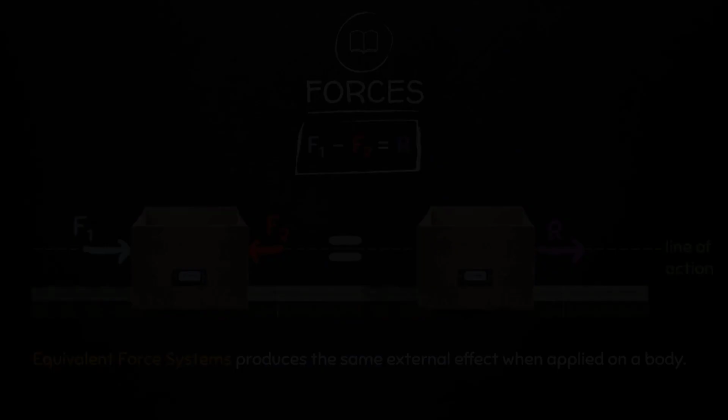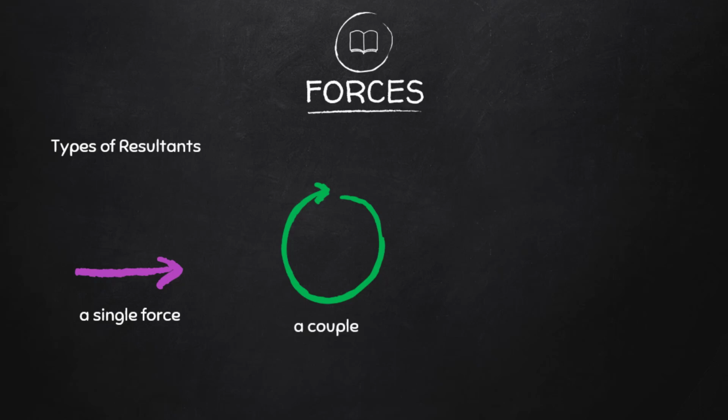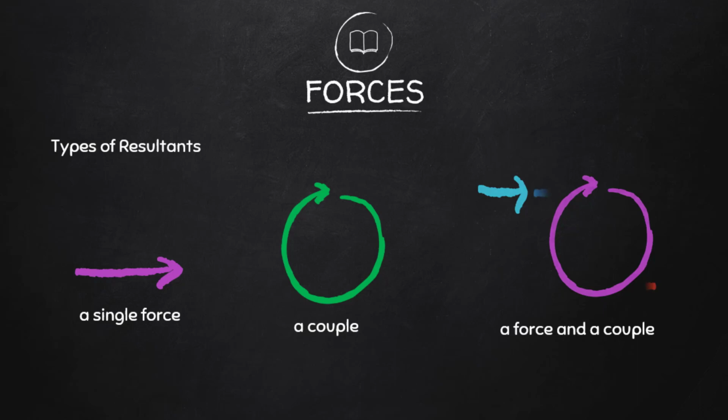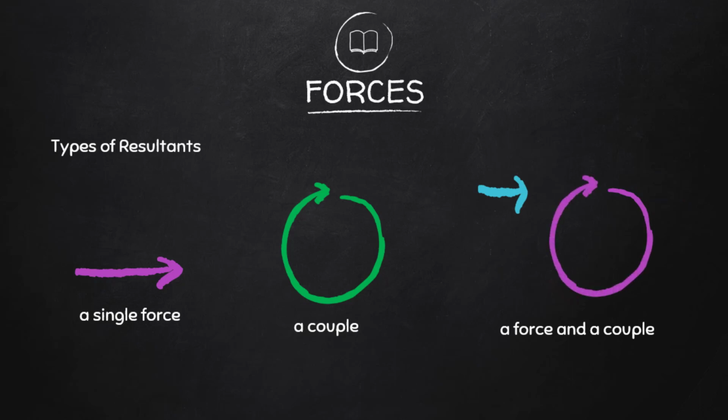Let us now differentiate the different types of resultants. The first one would be a single force. From our previous example, the resultant that we have taken is an example of a single force resultant. The next one would be a couple. A couple basically is composed of two equal magnitude, non-collinear, parallel forces of opposite direction. The next one would be a force and a couple. Now this one is composed of two unequal magnitude, non-collinear, parallel forces of opposite direction.